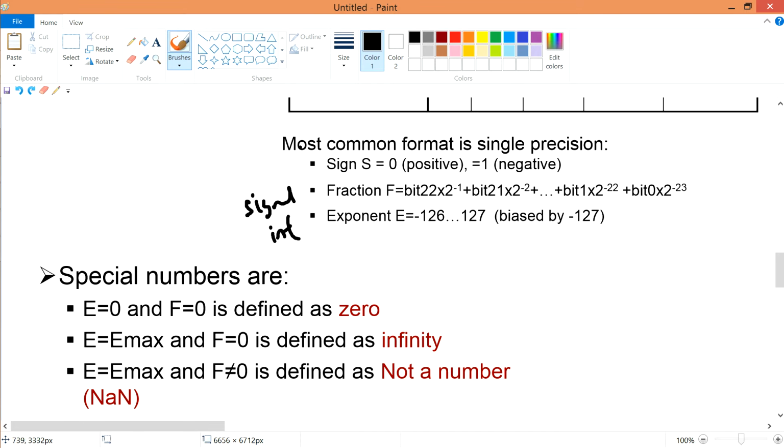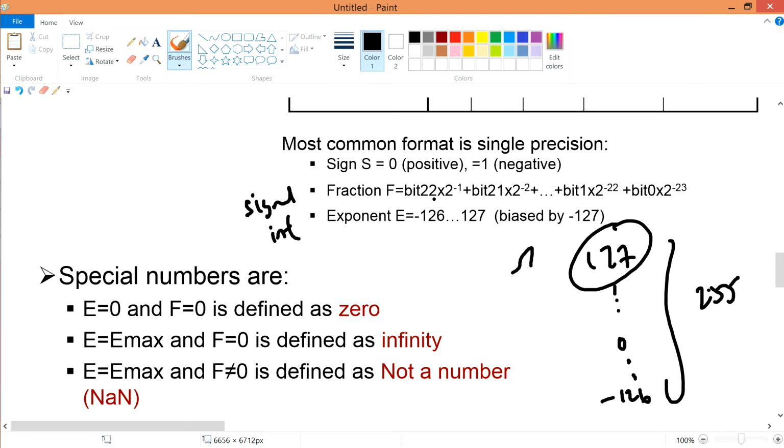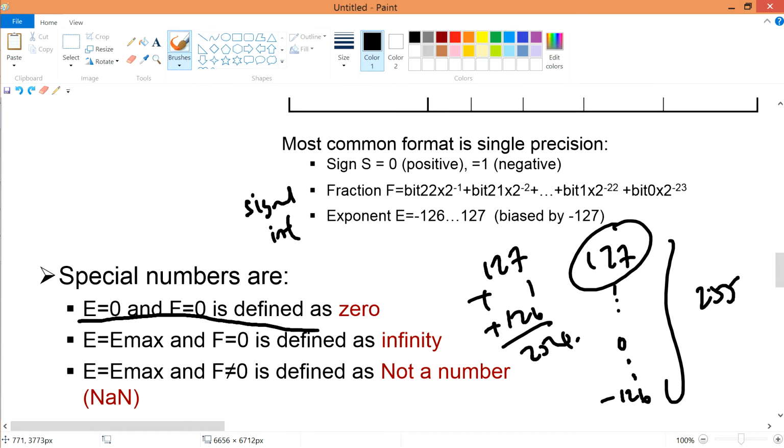So now we talk about the exponent e. Alright, just now we said that it goes from 127 all the way to 0 and then minus 126. We said that overall this should be 255. But if you take 127, plus 0 which by itself is 1 value, and then plus 126, you have 254. The last value is actually used to define a special number. If e is equal to 0 and f is equal to 0, it is defined as 0. Alright, if e is equal to e max and f is equal to 0, it is defined as infinity.